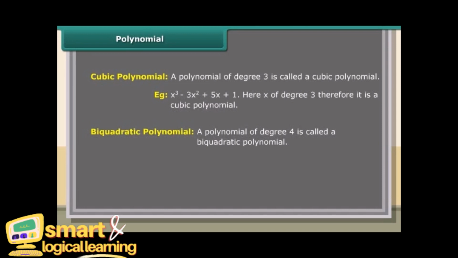Biquadratic polynomial. A polynomial of degree 4 is called a biquadratic polynomial. Example: 2 minus 5x plus x square minus 8x raised to the power 4. Here x is of degree 4, therefore it is a biquadratic polynomial.